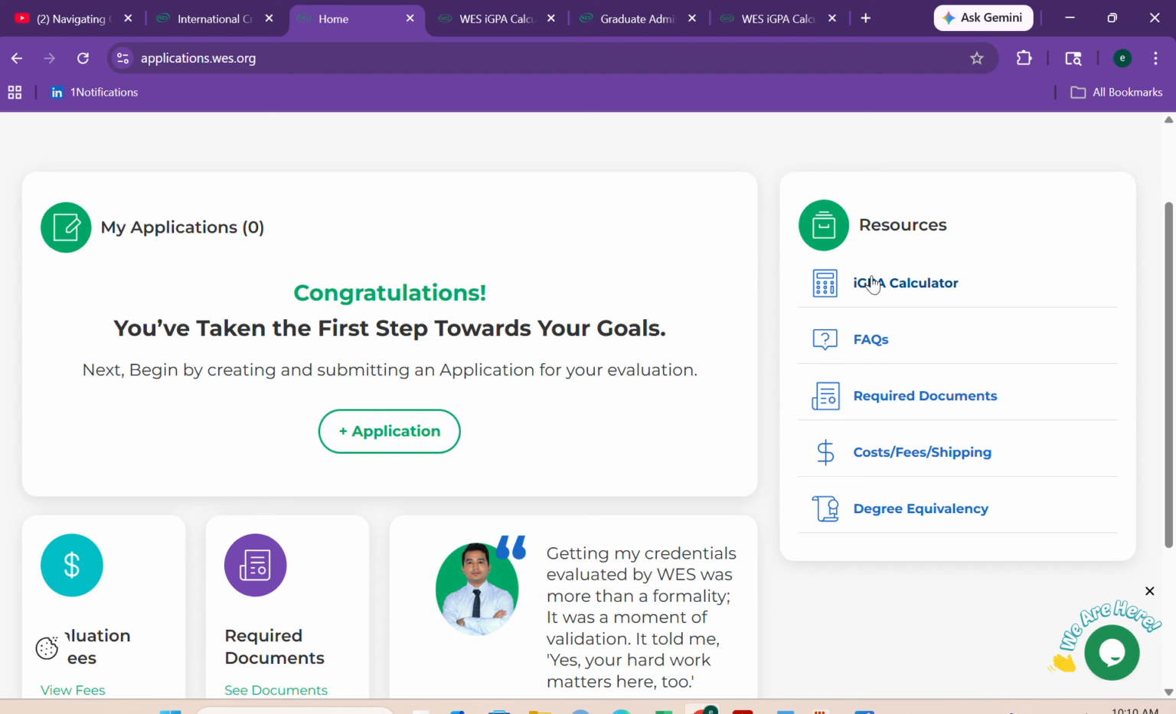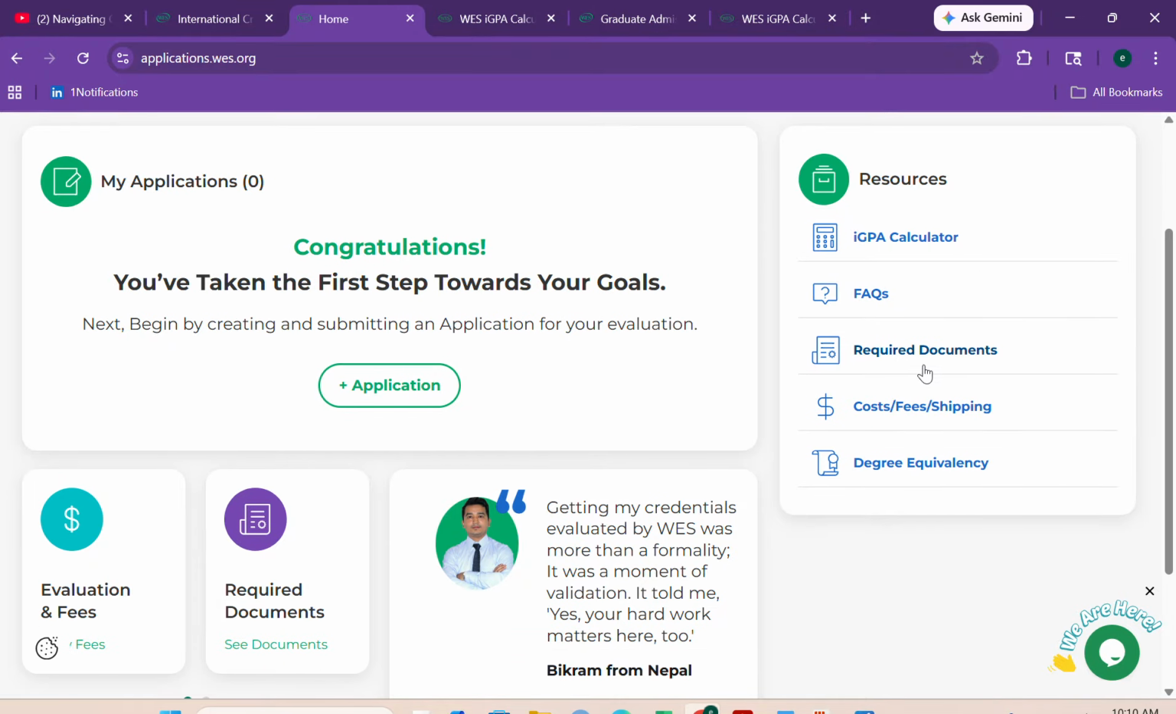Just go to the WES iGPA calculator and start the process. All right, now let's look at the frequently needed documents. Let's say you are applying to WES to evaluate your transcript. What are some of the documents that you have to submit so that you prepare?